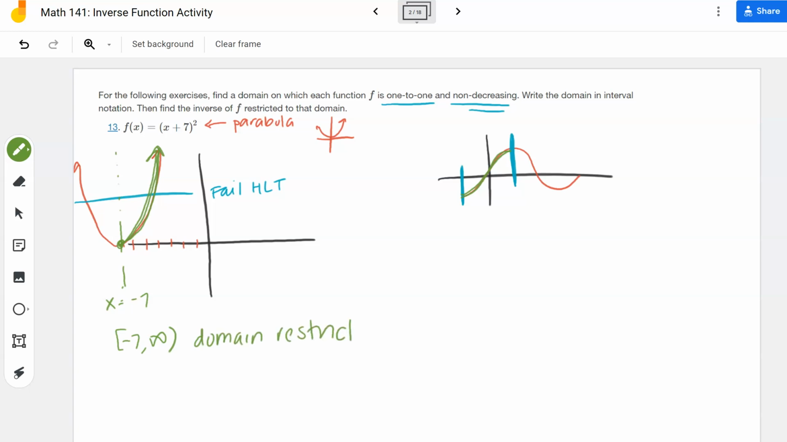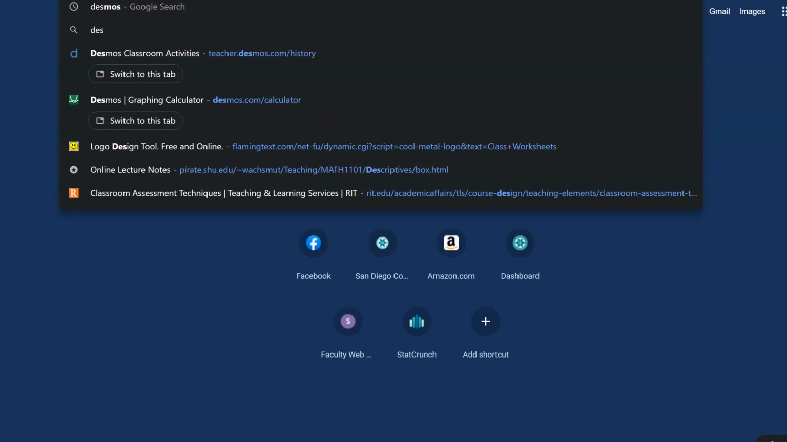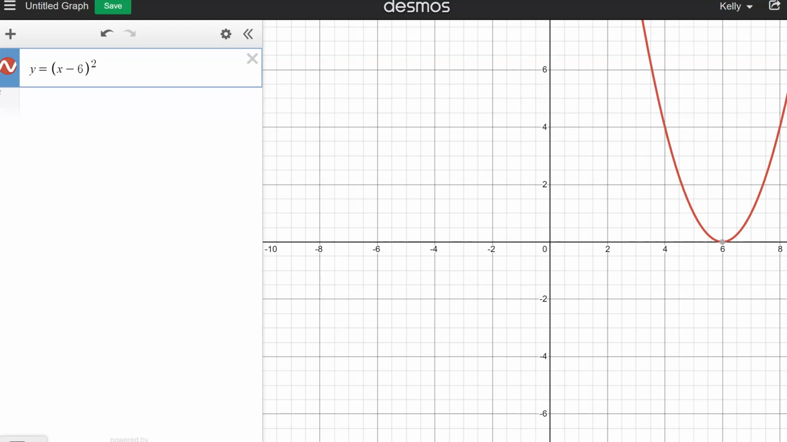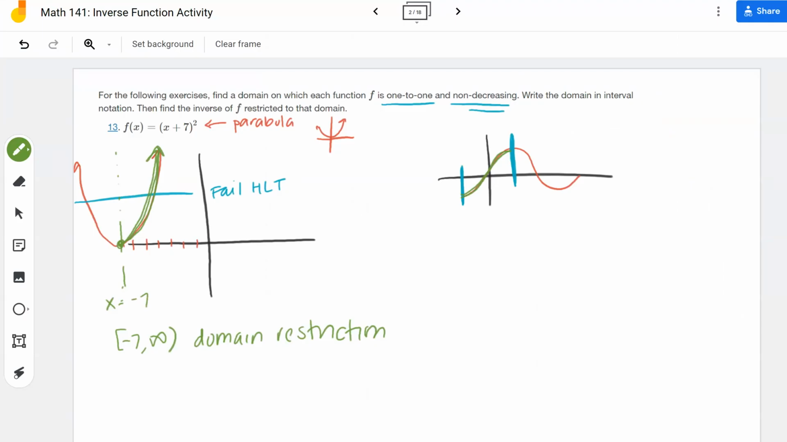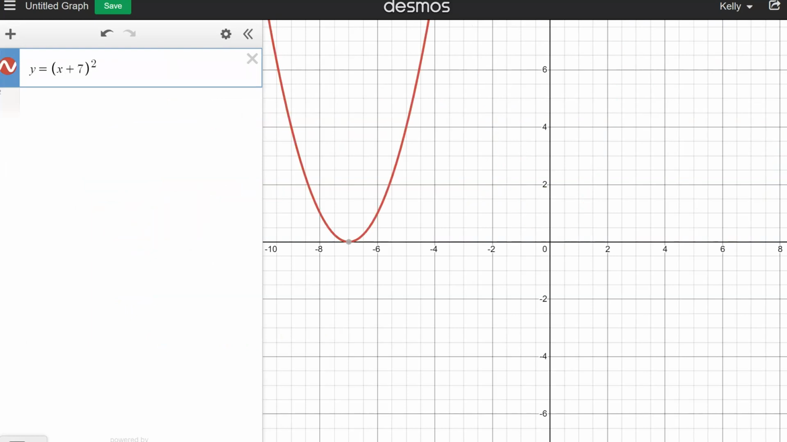And if we wanted to check our work, you know where I'm going to go. Always, always, always, I'm going to go to Desmos. I'm going to graph this thing. And we were looking at y equals x minus 6 squared, right? Oops, was it minus or was it plus 7? What is wrong with me? Where are our notes? Plus 7. So I don't know why I did minus 6. Ooh, plus 7. All right.